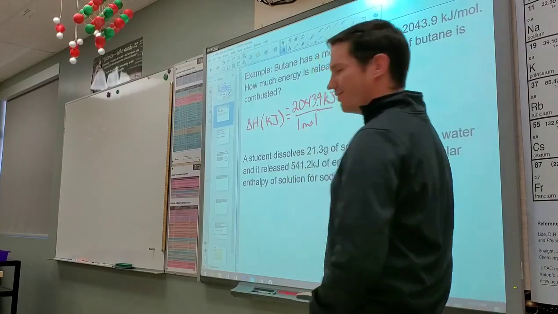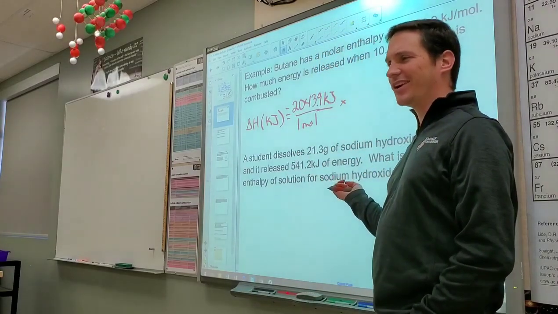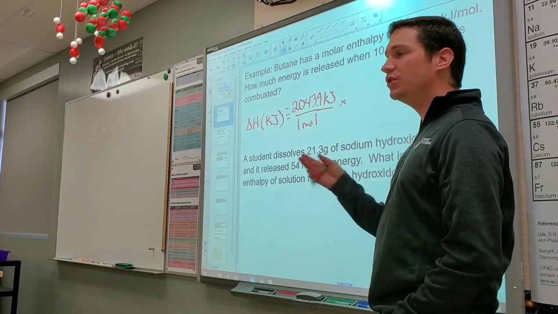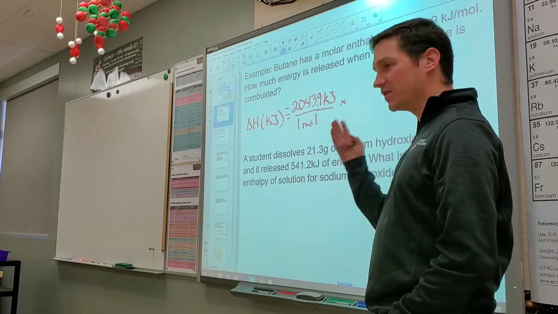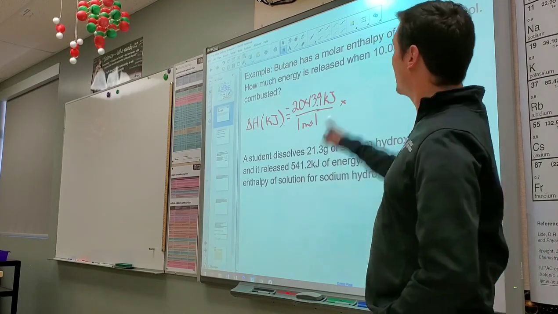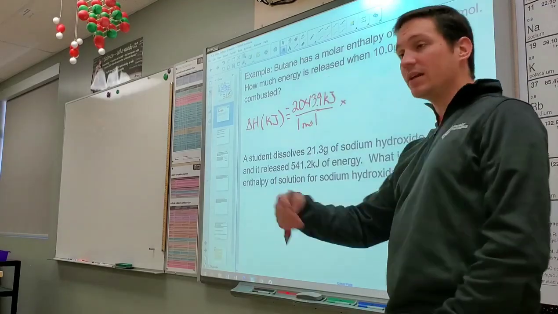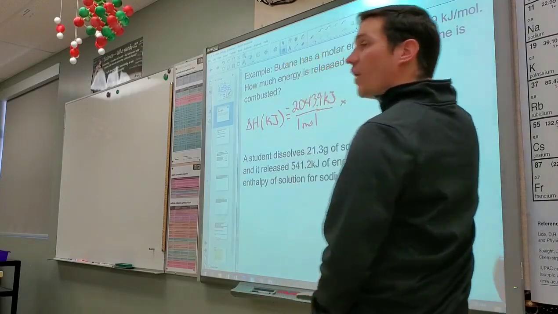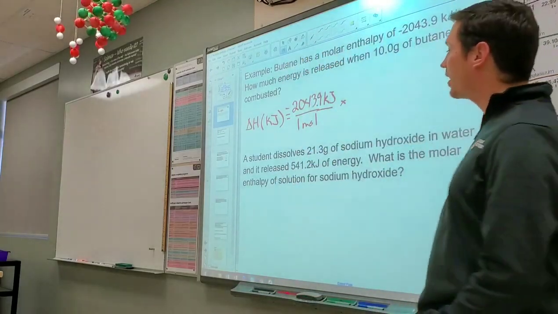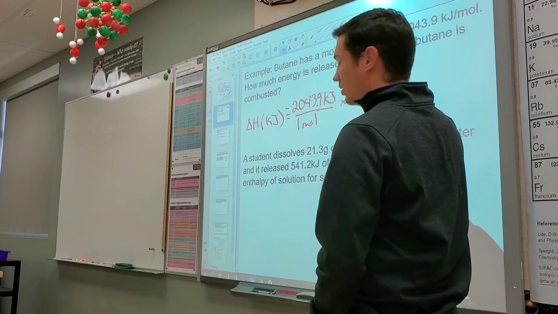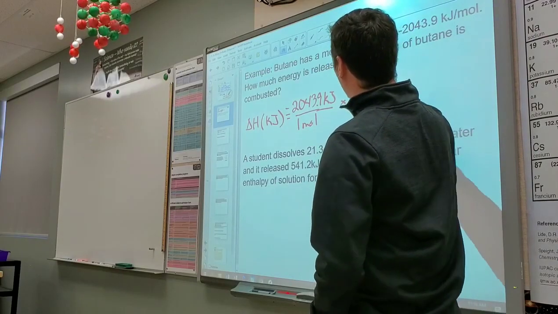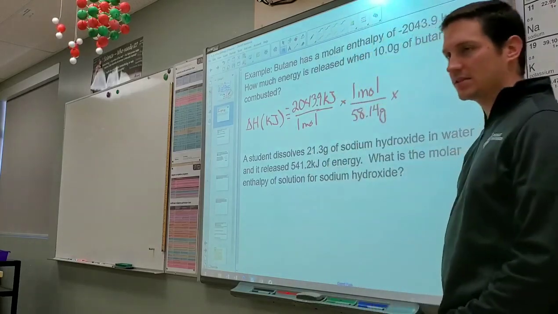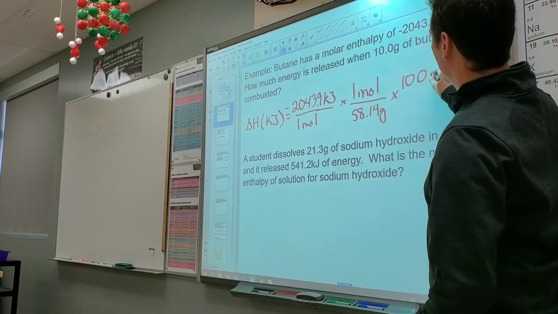Okay, what's the only thing I have to cancel out here in order to get kilojoules? I have to cancel out moles. Do you know anything related to moles of butane? Molar mass. It's giving you a mass, so you need the molar mass. Go ahead and calculate the molar mass of butane. Okay, how am I going to write the molar mass of butane? Should I go 58.14 grams per mole? No. 1 mole weighs 58.14 grams. And what's the only other unit I have to cancel out? Grams. 10.0 grams.